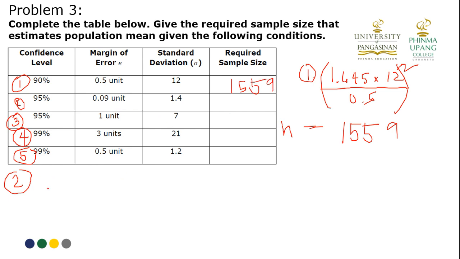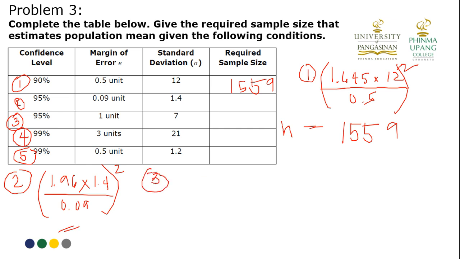Number 2, 95%. The 95% critical value is 1.96 multiplied by 1.4 all over the margin of error 0.09. Okay, answer please. 930. So, I put here 930.